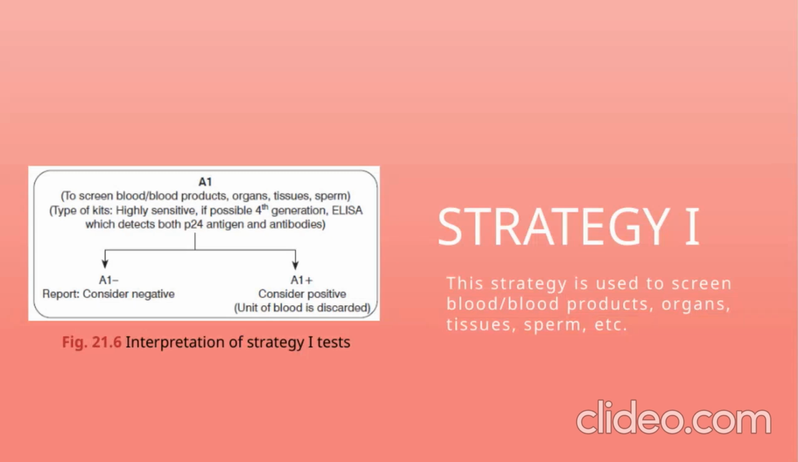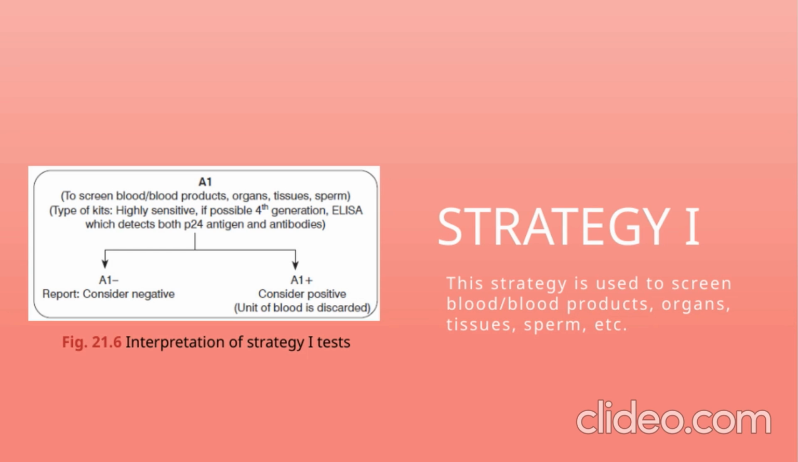Let's take a closer look at Figure 21.6, which interprets the results of strategy I tests. This particular strategy is primarily used to screen blood and blood products, as well as organs, tissues, and even sperm. The goal here is to ensure that these biological materials are safe for transfusion or transplantation. When we talk about strategy I, we're referring to a specific testing approach designed to identify potential infections or contamination in these materials before they are used.